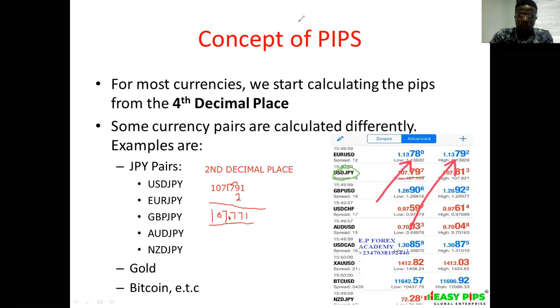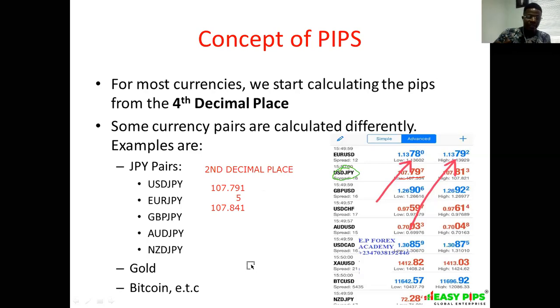What if the value of USD to JPY now increases by, let's say, 5 pips? So where are you going to add the 5? You are going to add the 5 to the 2nd decimal place. So what are you going to get? The new value you're going to get is 107.841, right? So that means you've added 5 to the second decimal place to give you this new value.